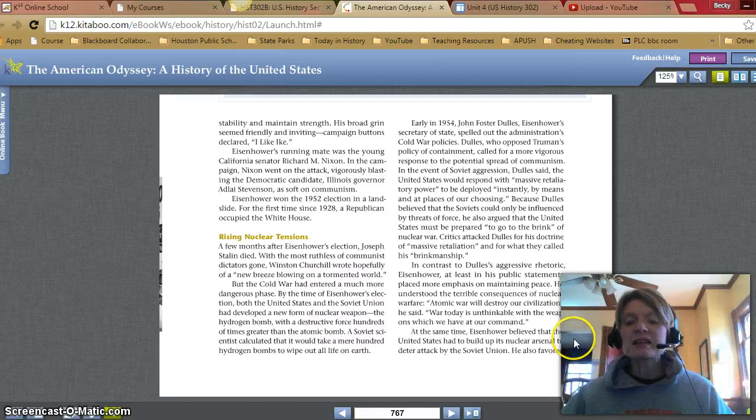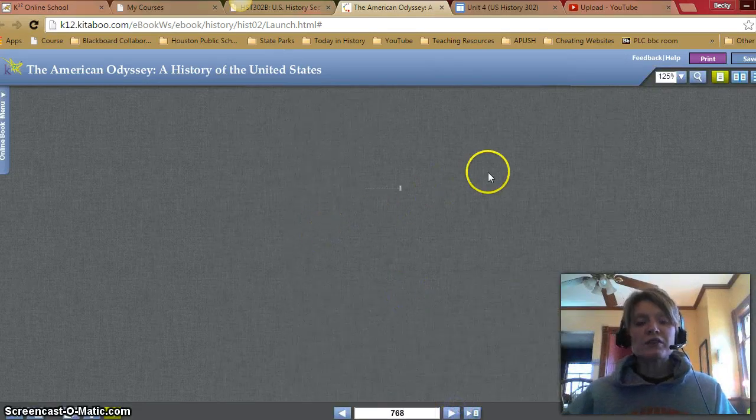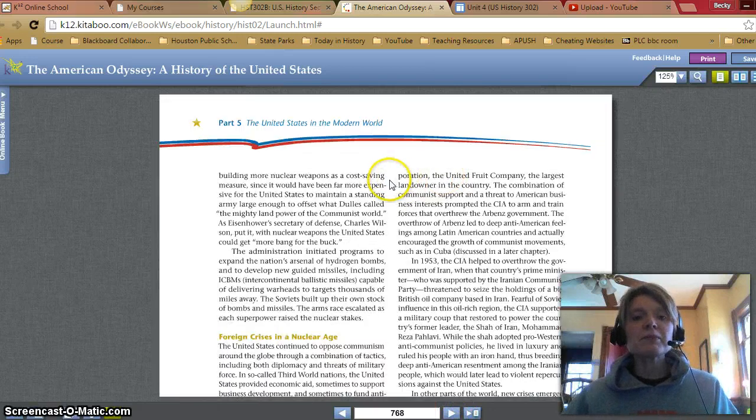At the same time, Eisenhower believed that the United States had to build up its nuclear arsenal to deter attack by the Soviet Union. He also favored building more nuclear weapons as a cost-saving measure, since it would be far more expensive for the United States to maintain a standing army large enough to offset what Dulles called the "mighty land power of the communist world."